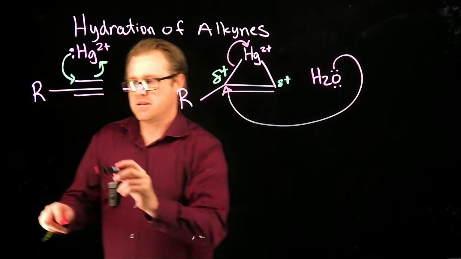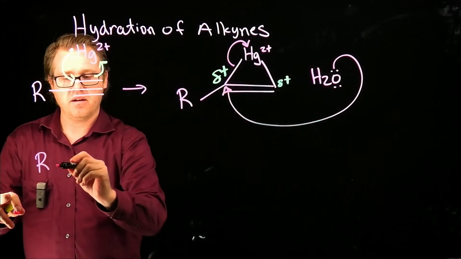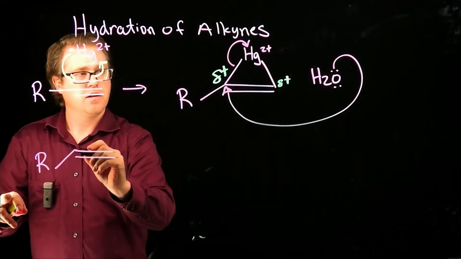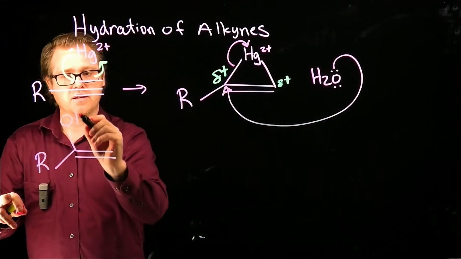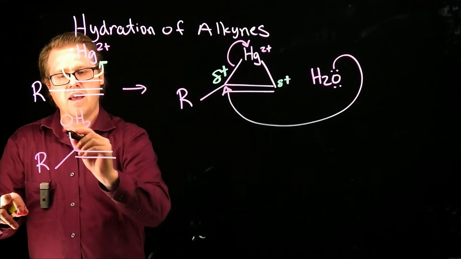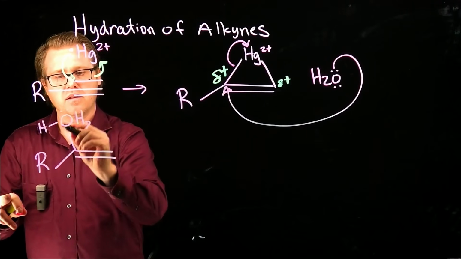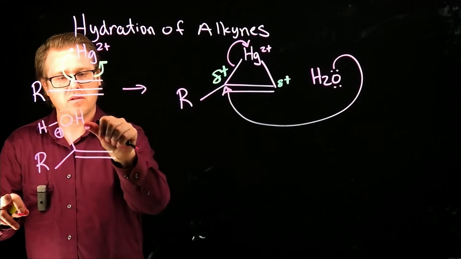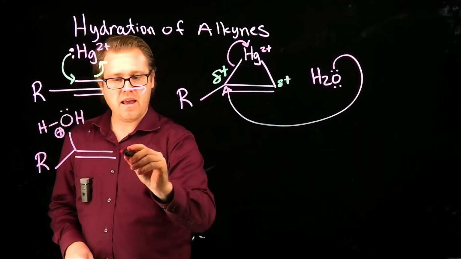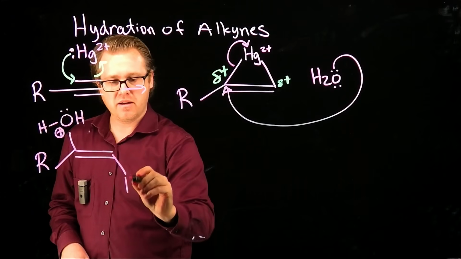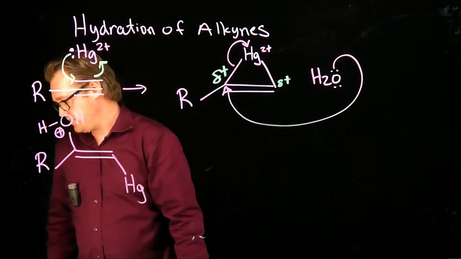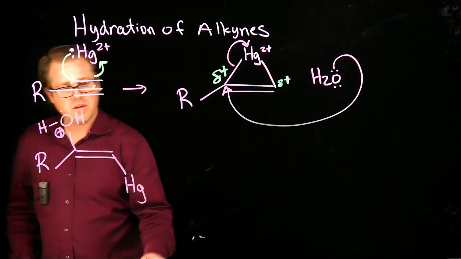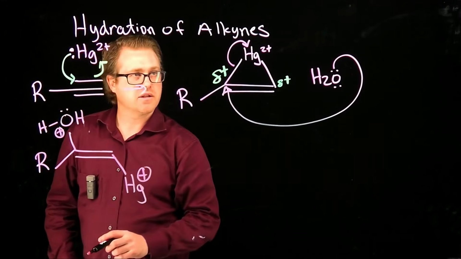To give us our intermediate here, that looks like this. And I'll draw it like that. Okay. And then we still have our mercury hanging on there, just like so. That'll be our positive charge there.